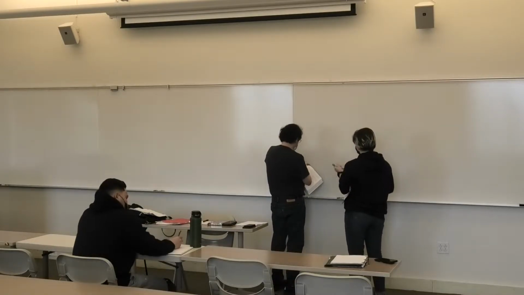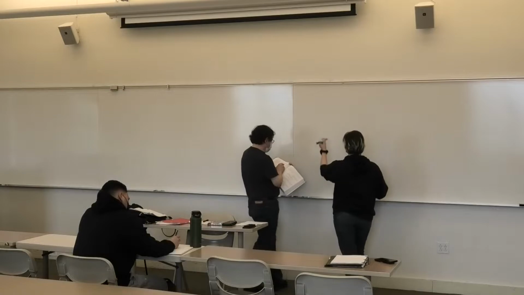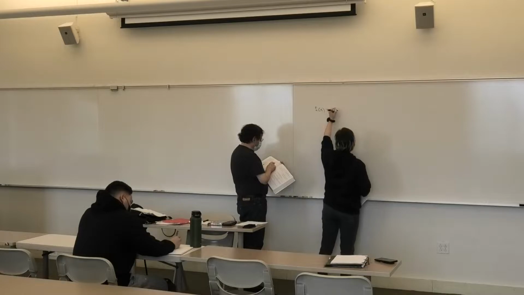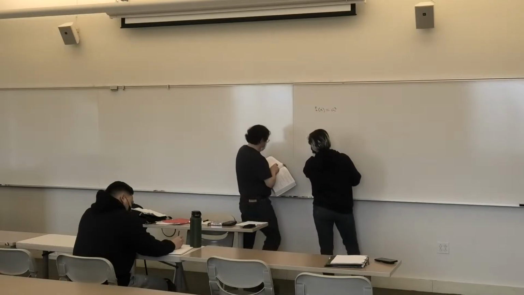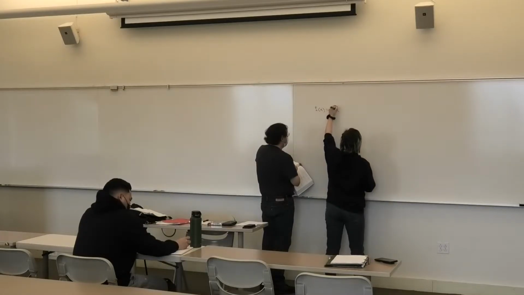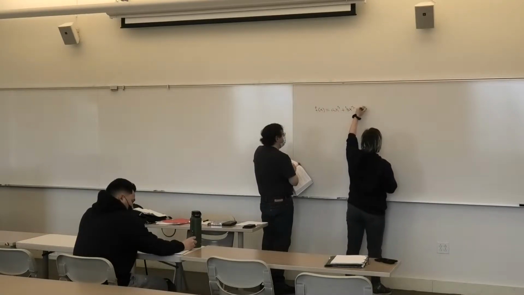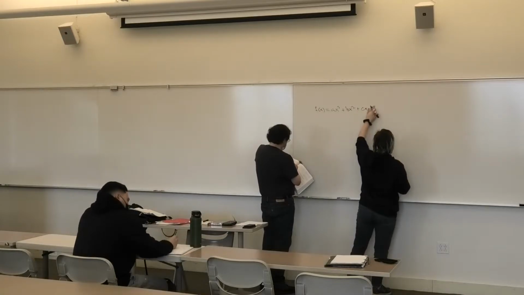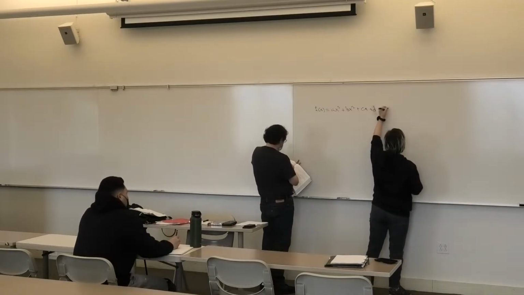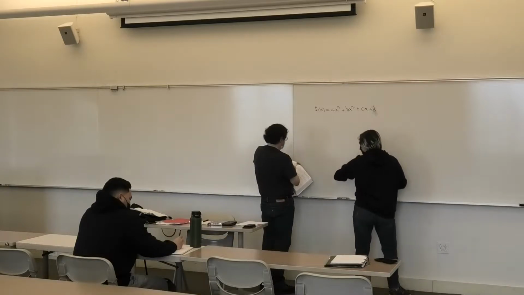Well, find a cubic equation. Just write f of x equals ax cubed plus bx squared plus cx plus d, has a local maximum value of 3 at x equals minus 2, and local minimum value of 0 at x equals 1.